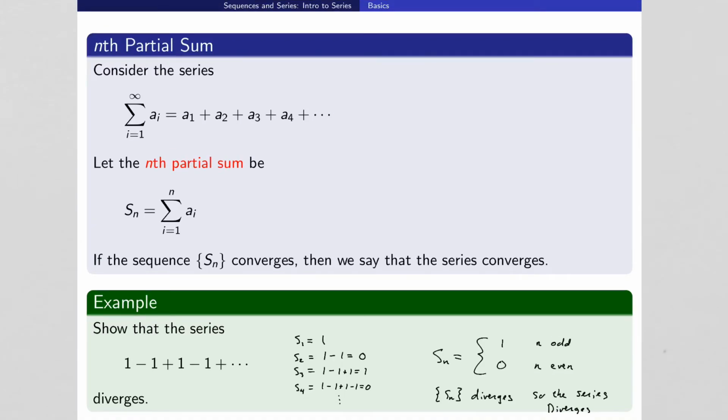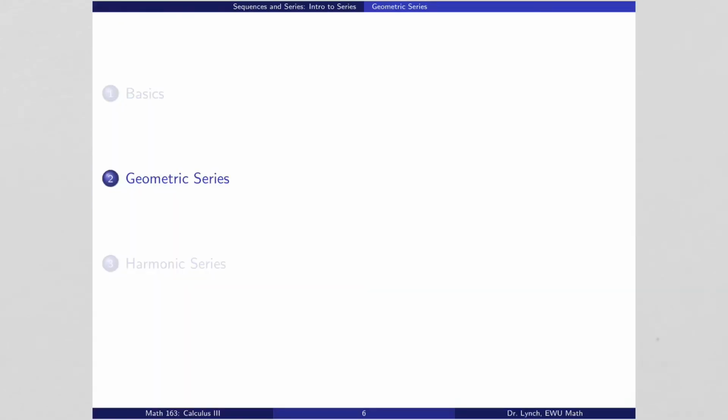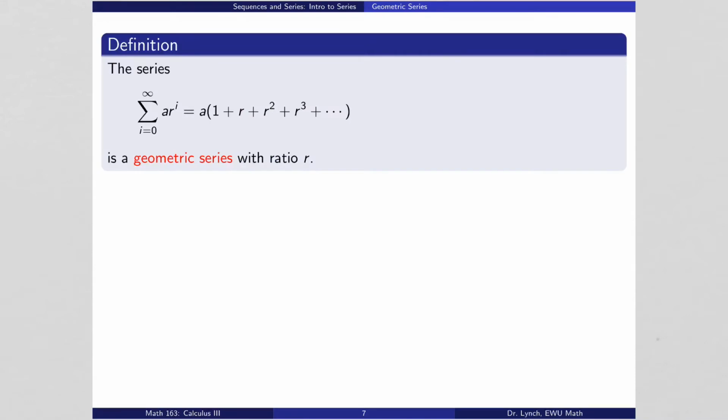Okay, cool. So let's go ahead and wrap up this section talking about two special series. First, a discussion of the geometric series. Start with the definition. The series, the sum from i equals 0 to infinity of a times r to the i power, which, as you can imagine, you can write as a times 1 plus r plus r squared plus r cubed, and so on and so forth. This is called a geometric series with ratio r.